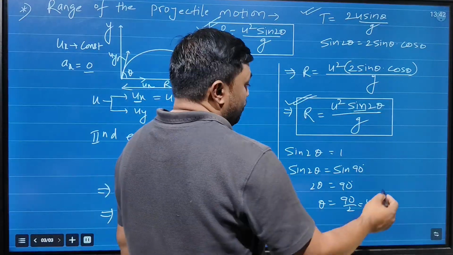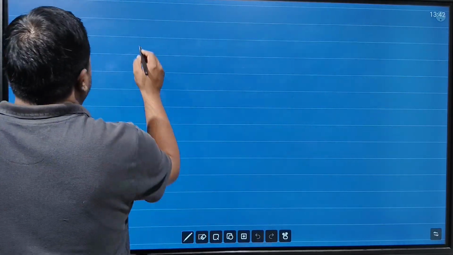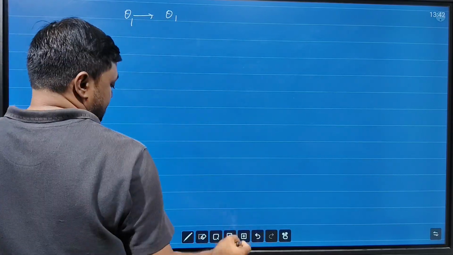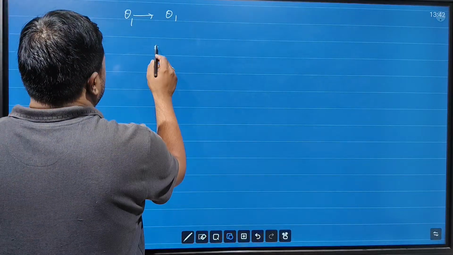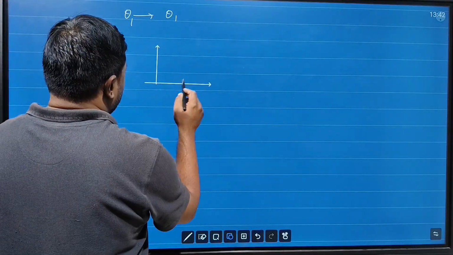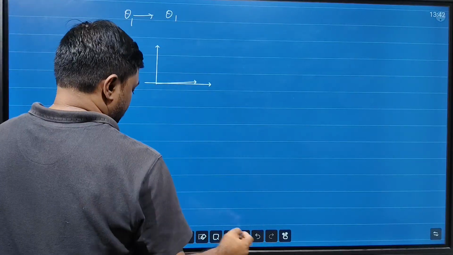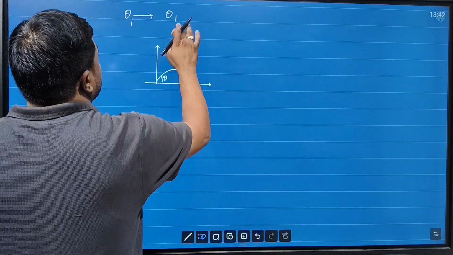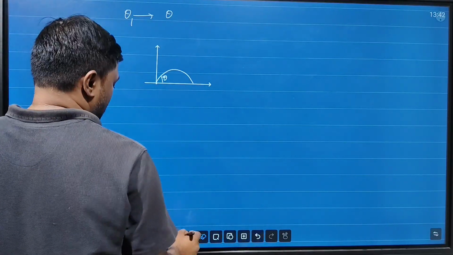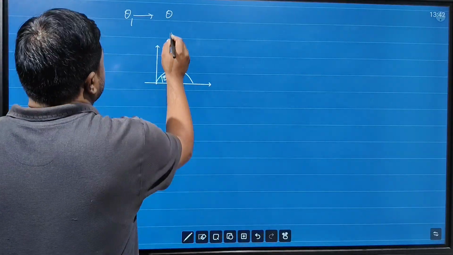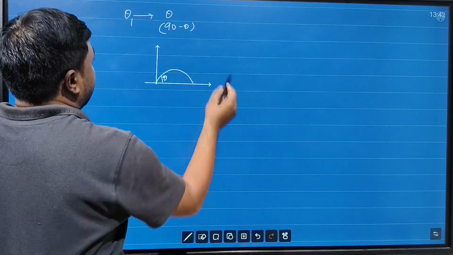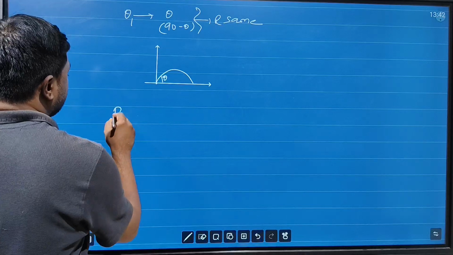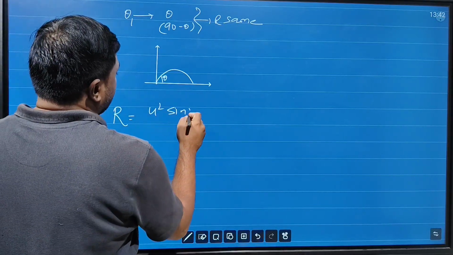One more thing you should remember: when a particle is projected at an angle theta, or at 90 minus theta, the range is the same for these two angles. How? See, what is the range formula? Range is equal to u square sin 2 theta by g.